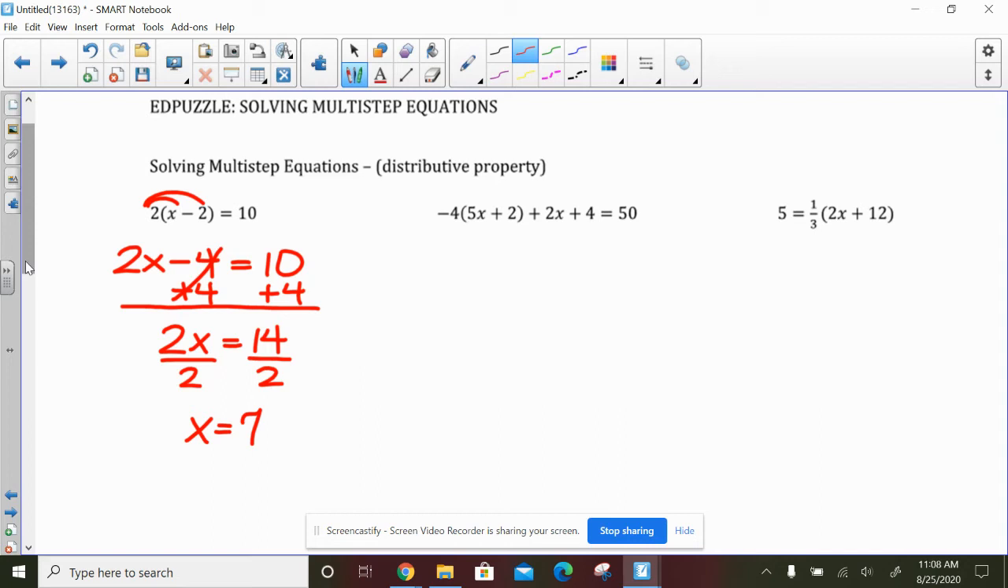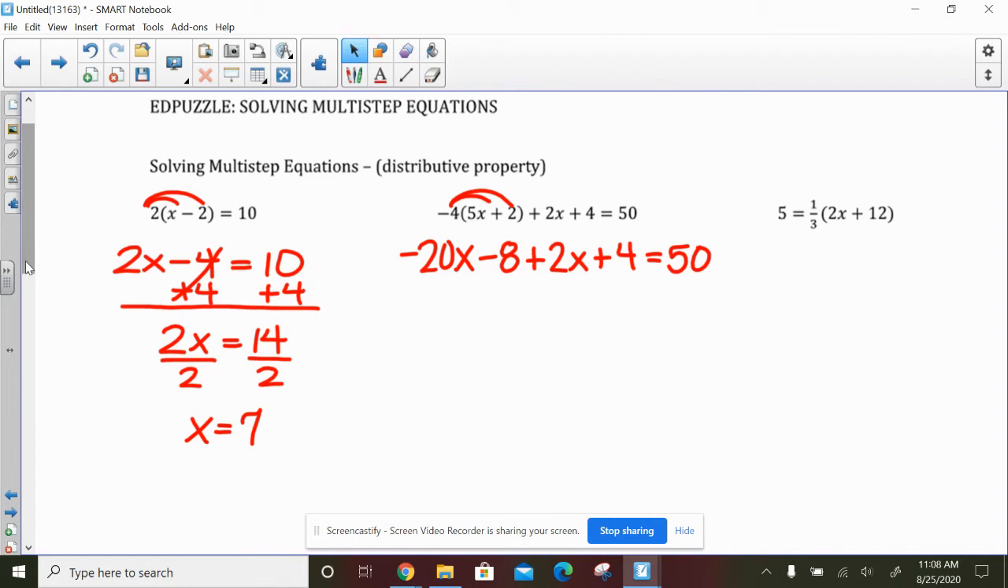Okay, so on the next one, I'm going to start by distributing into the parentheses first. Negative 4 times 5x is negative 20x. Negative 4 times 2 is negative 8. Then I'm going to bring everything else down. Plus 2x plus 4 equals 50.